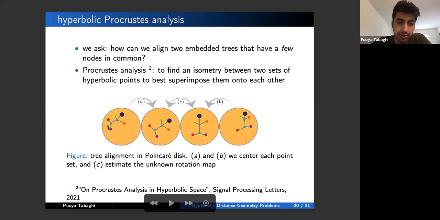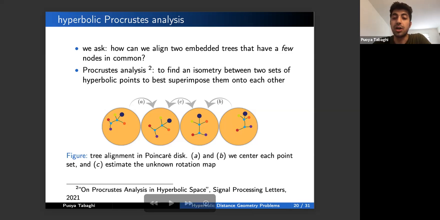And here's a cute visualization for it. We have the far right and far left point sets, and we know that they are related through an isometry, a distance-preserving map. How do we go about estimating this map? Well, it's really easy. It's quite similar to Euclidean spaces, in which we basically center each point set, and we find the unknown rotation that finishes the job. And this is exactly the case for hyperbolic spaces as well.